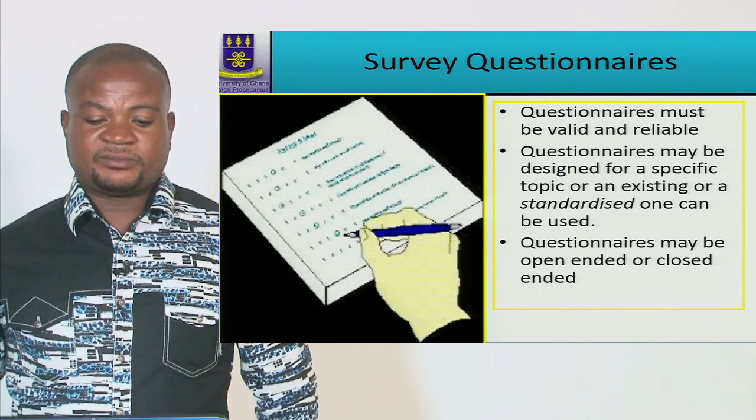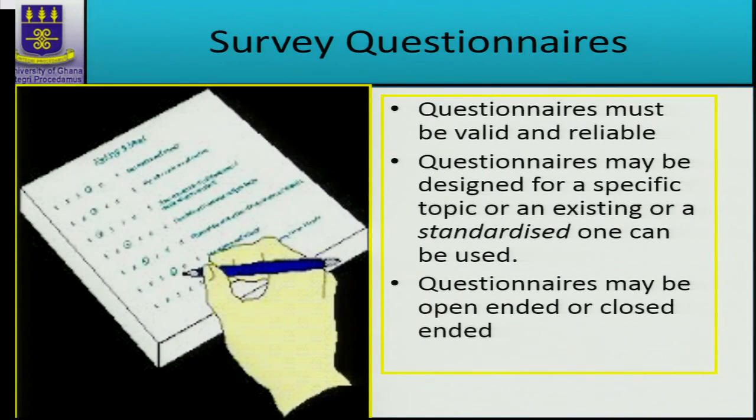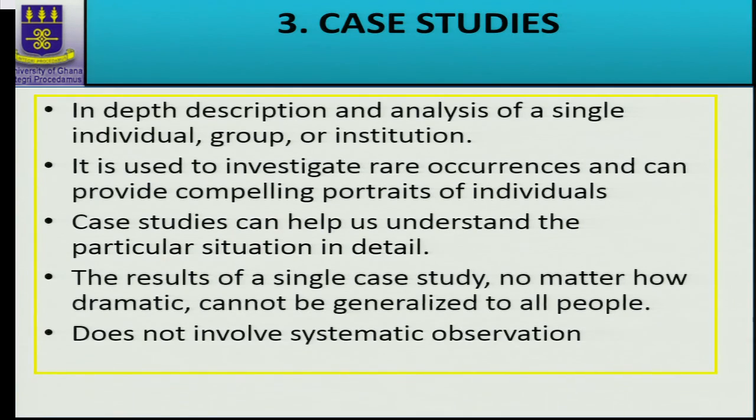So survey questionnaires must be valid, as I said earlier, and they must be reliable. Experts have to construct them. Not everybody should do that. And the questionnaires may be designed for a specific topic, or if there is an existing one that serves the purpose of your research, you just fall on it and then you use it. It could be open-ended or closed-ended. So that's about survey. Then we have another method called case studies.